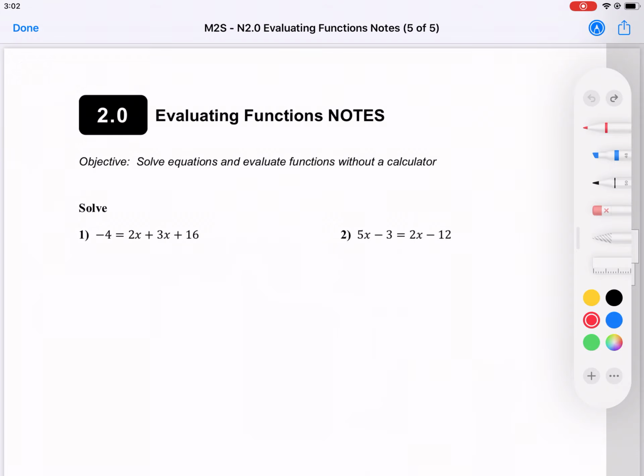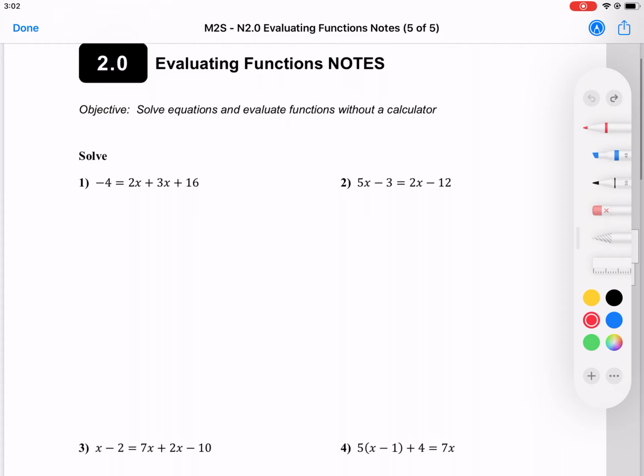Let's go ahead and just do a quick review of solving equations. I noticed we struggled a little bit on that more than I expected on the test. So I think it would be great to just re-solidify some common things with solving.